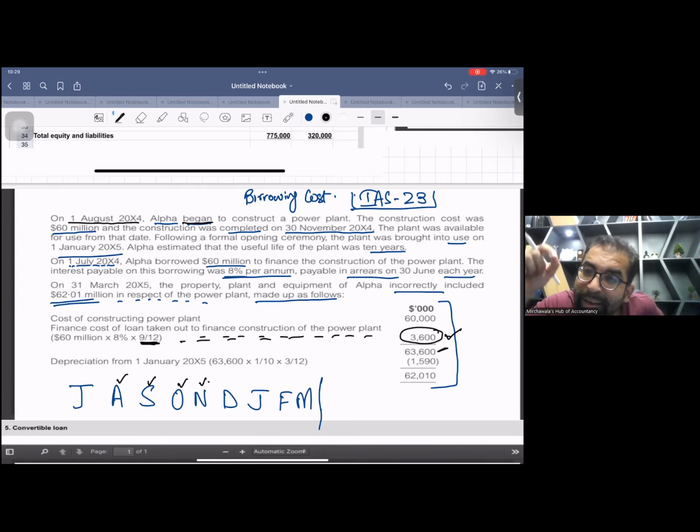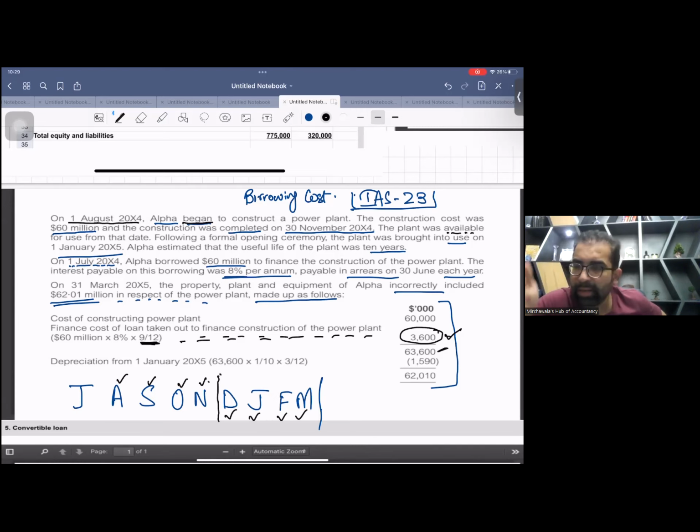One more blunder this person has made. The asset was available for use from 30th November. In the question it is written that the plant was available for use from that date. That means after November, it's 1st December. So the plant was available for use from December, and you have to depreciate December, January, February, and March. You have to depreciate 4 months.